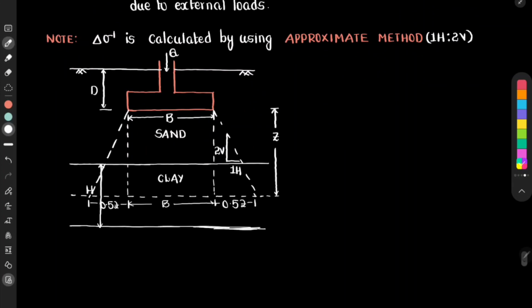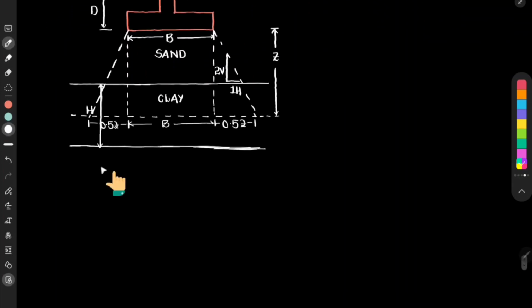Now we need to find delta sigma dash. We have already seen it. Delta sigma dash is equal to Q by (B plus Z) whole square. This is for a square footing.